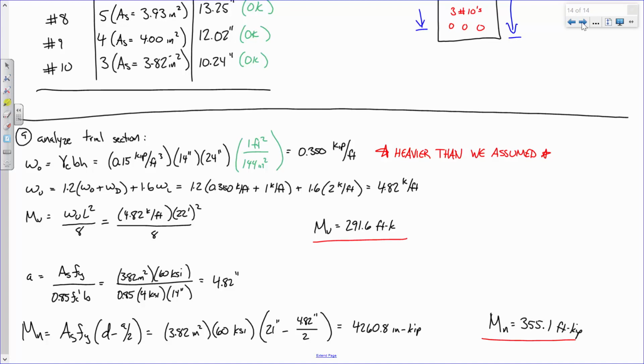Alright, so I'm going to move on to the next panel. So C is A over beta 1, which is 4.82 inches over what? 0.85. And why is it 0.85? The weight doesn't matter for beta 1. What matters? The FC prime. Whenever FC prime is less than or equal to 4 KSI, beta 1 is 0.85. Remember, anytime your FC prime goes over 4 KSI, beta 1 goes down. Remember that? So, what does this come out to be?